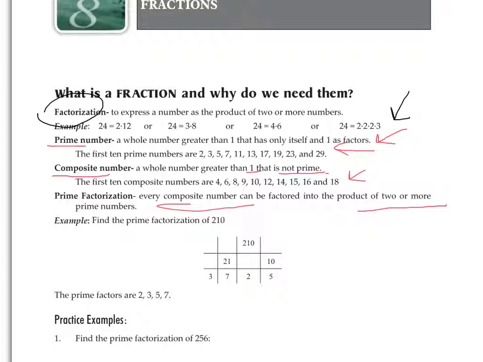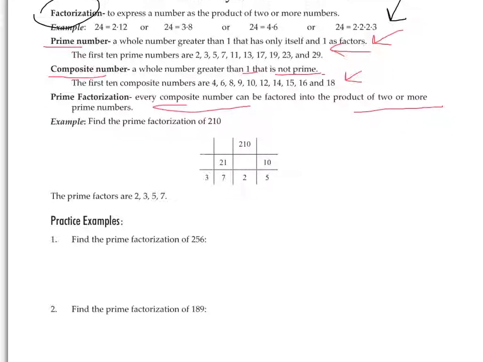So here we have an example of prime factorization, and this looks a little strange, but this is kind of like what you guys might have learned as the tree. When you prime factor a number, we start with the number at the top, and then we draw 2 little branches, and underneath those branches we write any 2 numbers that multiply. 21 times 10 multiplies to make the 210. So we're breaking apart the 210.